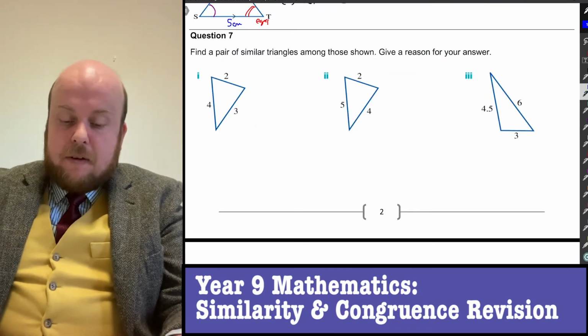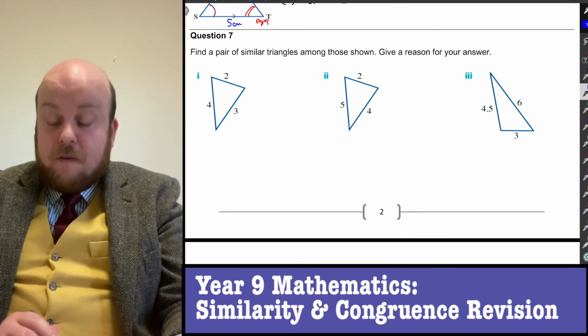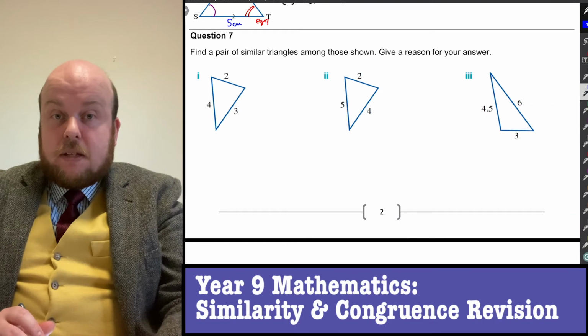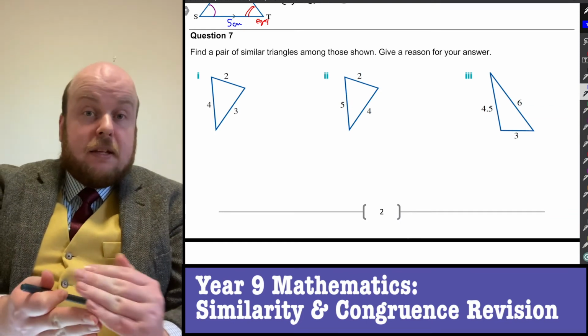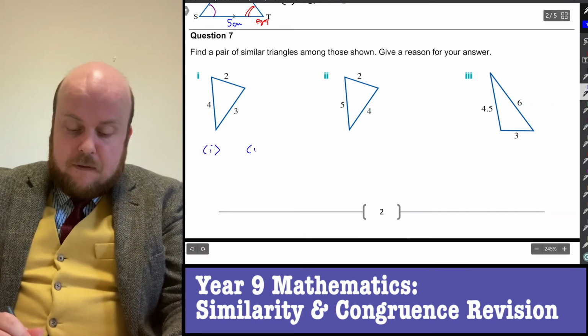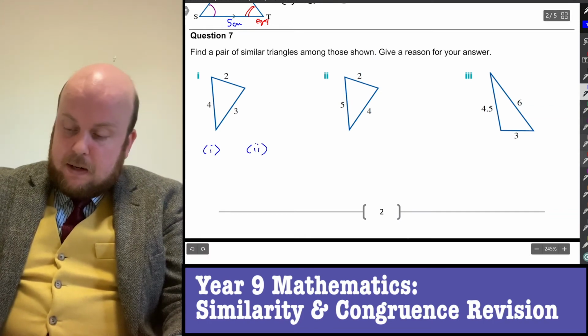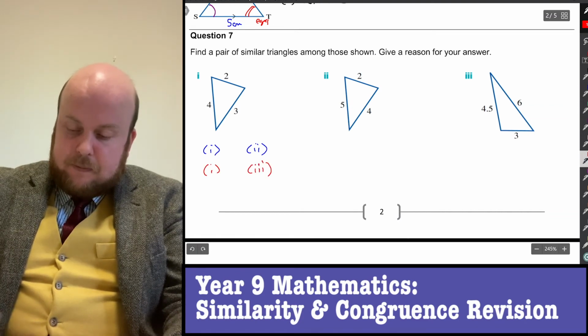Question 7. Find a pair of similar triangles among those shown. Give a reason for the answer. When trying to compare, I would suggest starting with the smaller sides to get their ratios and then choosing another side, for instance the larger side. The important thing is that you do every combination, because that's sometimes where mistakes can happen.